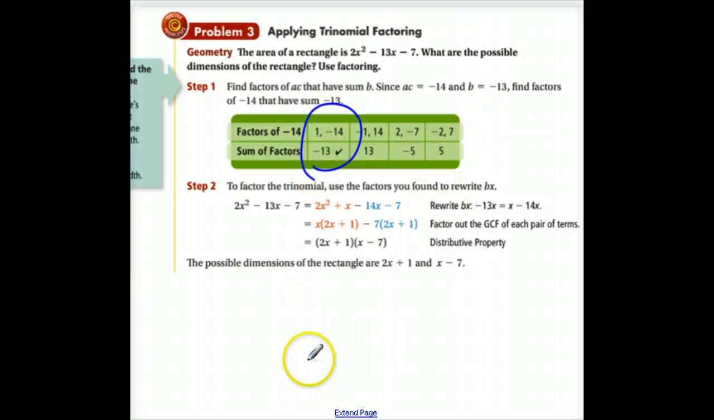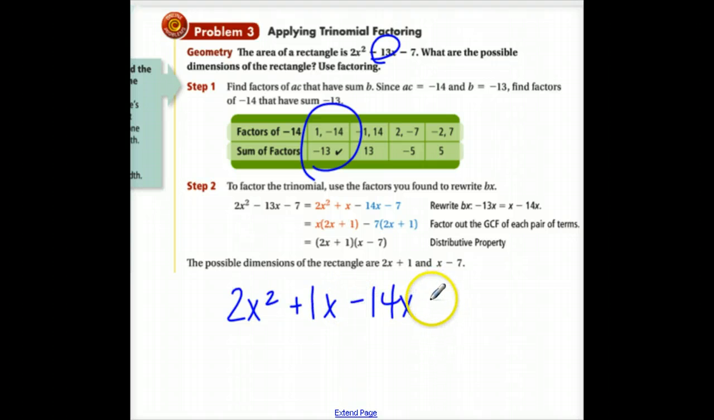And looks like that's what they chose too. Rewriting 2x squared. Instead of negative 13x, I'm writing plus 1x minus 14x minus 7. Again, it does not matter which way you write these two. It'll work both ways. Then I'm going to factor. I can take out an x. I am left with 2x plus 1.